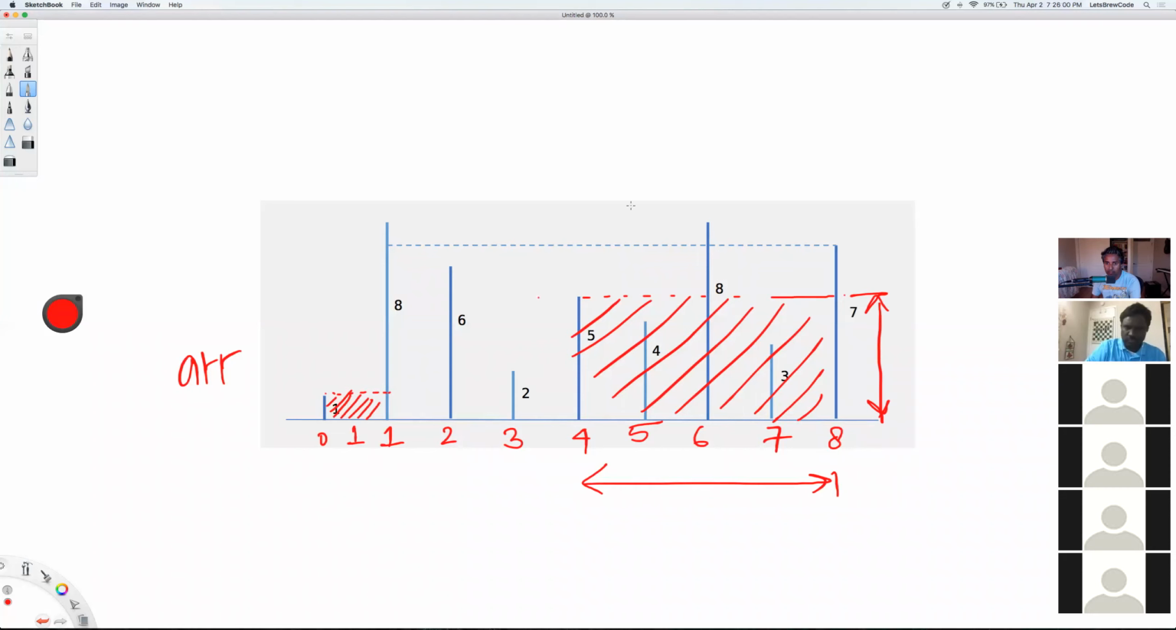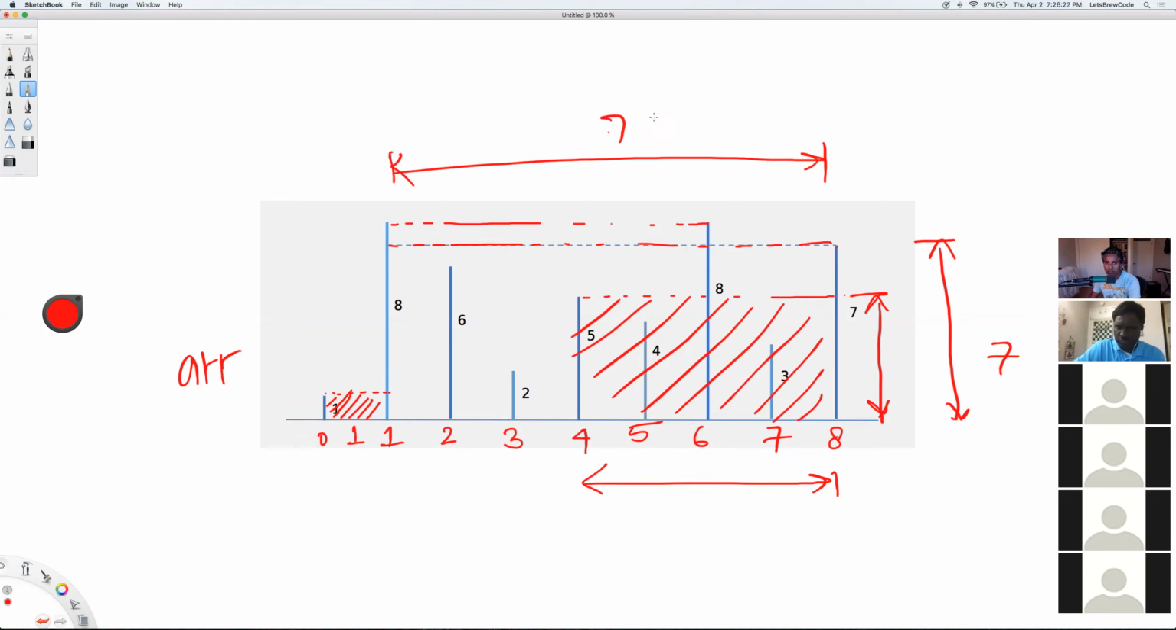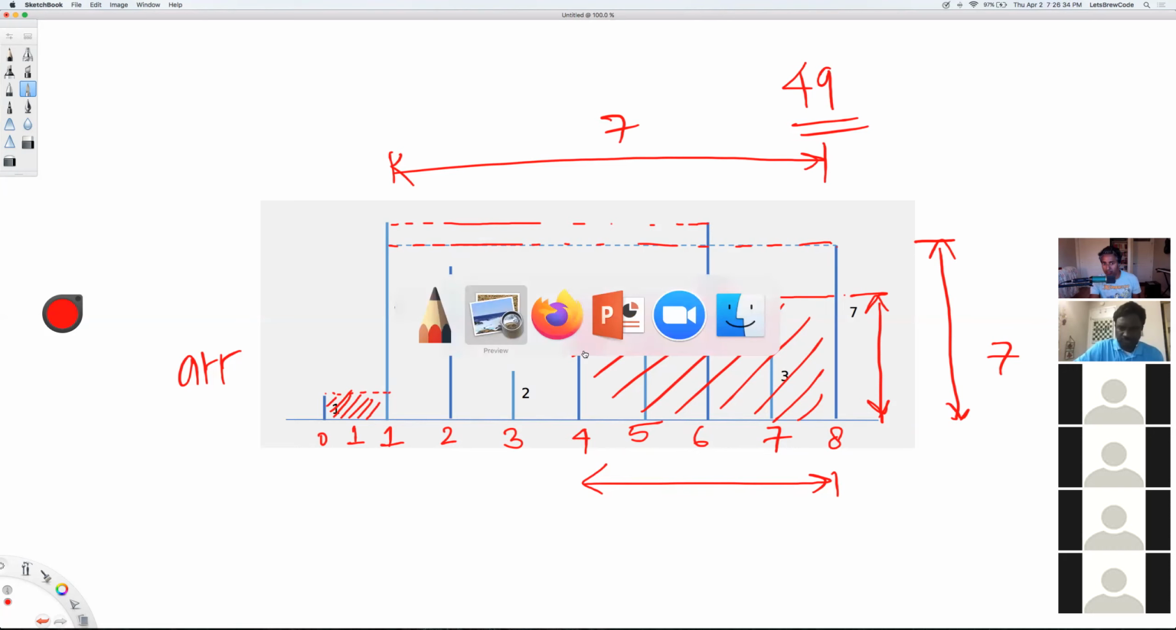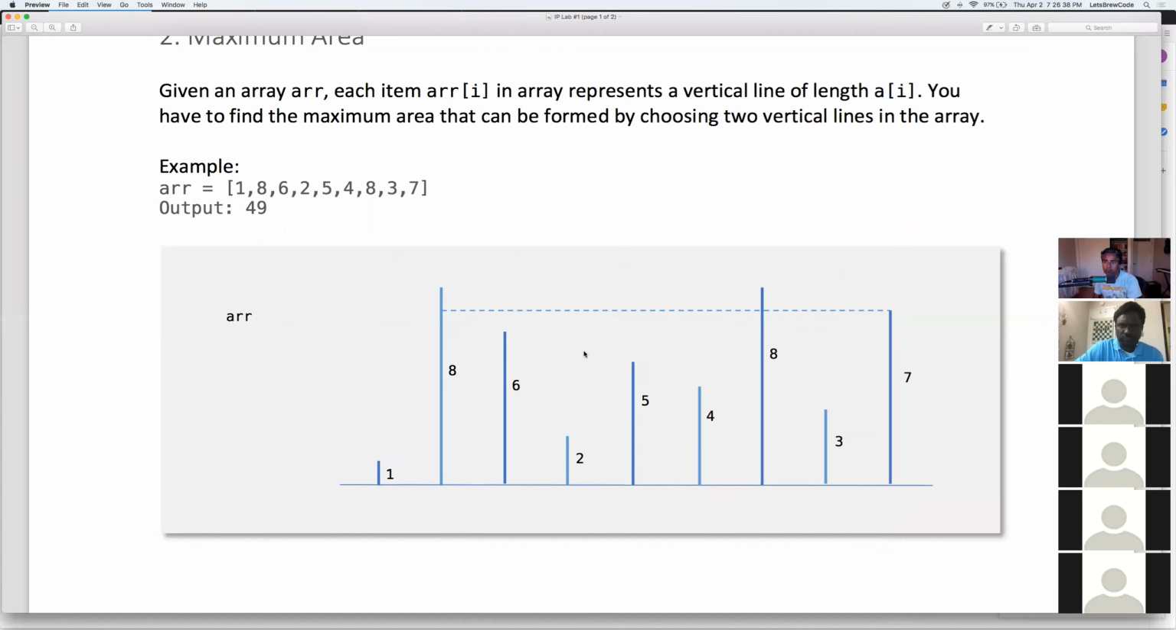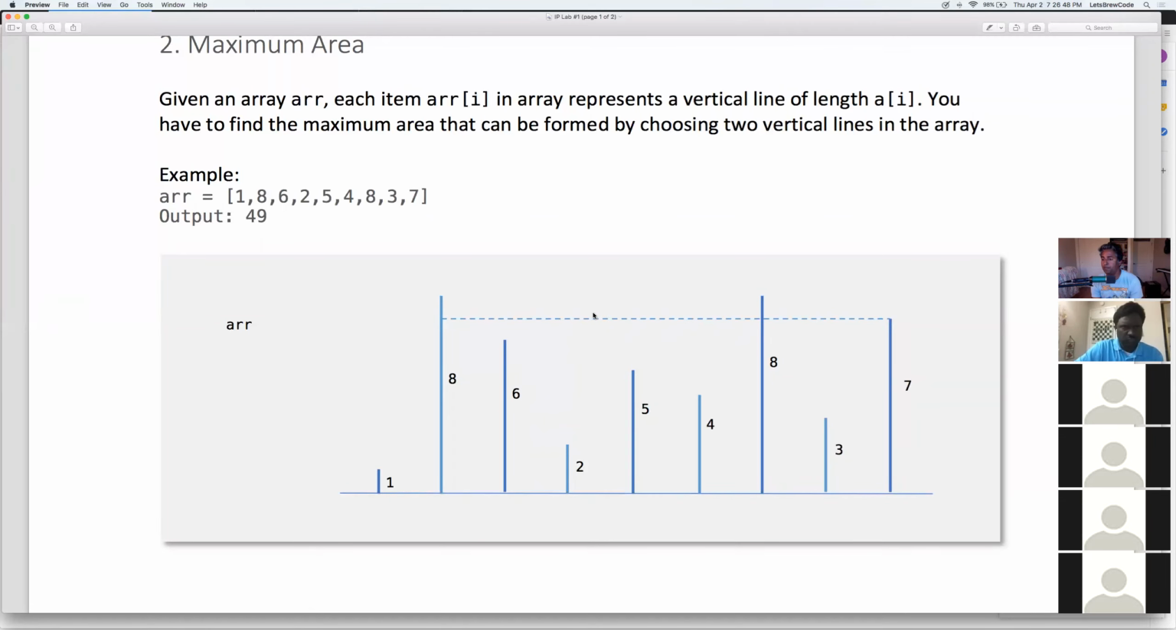So in this case, clearly the maximum area can be, for example, one potential rectangle here. It looks, just through a human eye, like this 8 multiplied by whatever this distance is, or this one, where the height is 7, multiplied by whatever this distance is. So clearly that wins at the moment. That is 7 into 7, which is 49, and that is the answer in this case. But given one such array, can you find the maximum area? That's the question. And first of all, any questions on this particular problem?